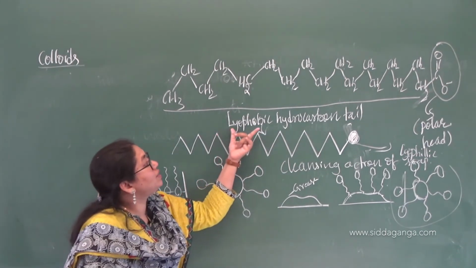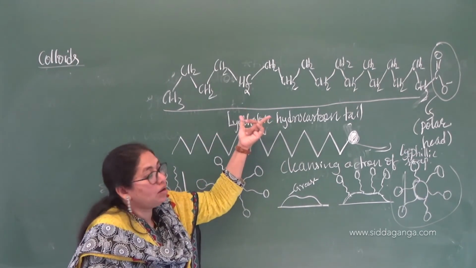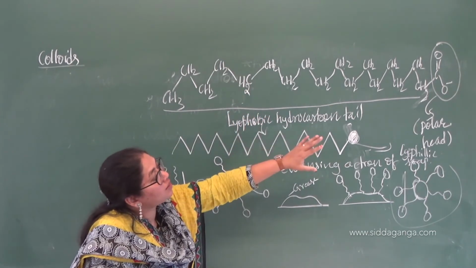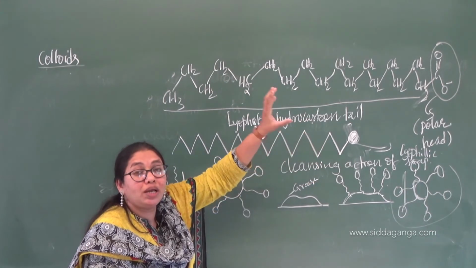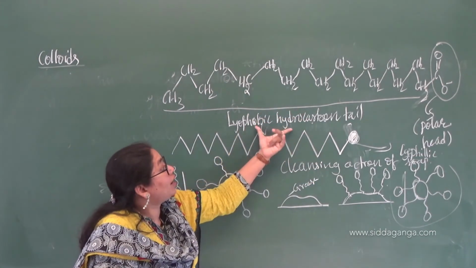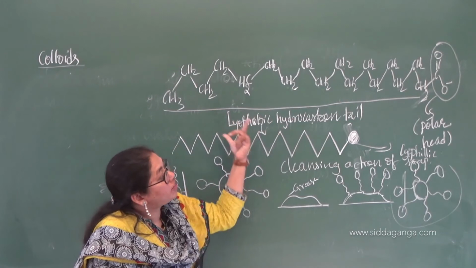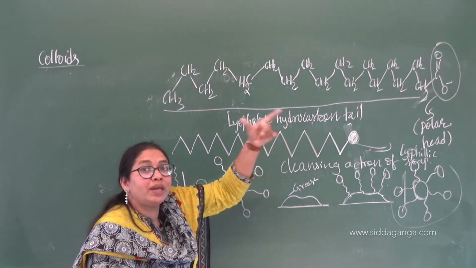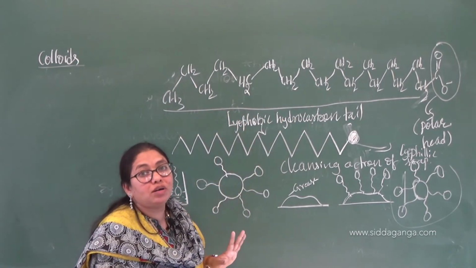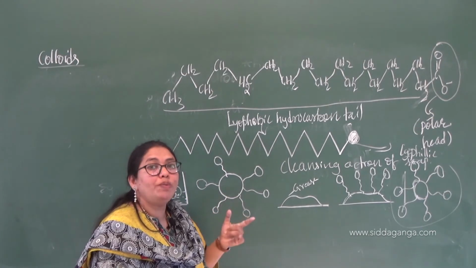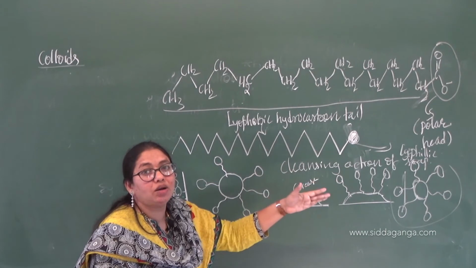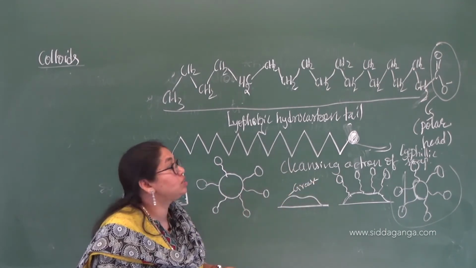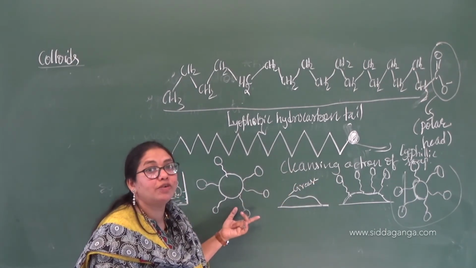The lyophobic part is nothing but the non-polar end, the hydrocarbon tail, and the lyophilic part is the polar head, that is usually the carboxylate ion. That COO minus is the carboxylate part of the soap, because soap is the sodium or potassium salt of long chain fatty acids. So this is all about the classification of colloids.